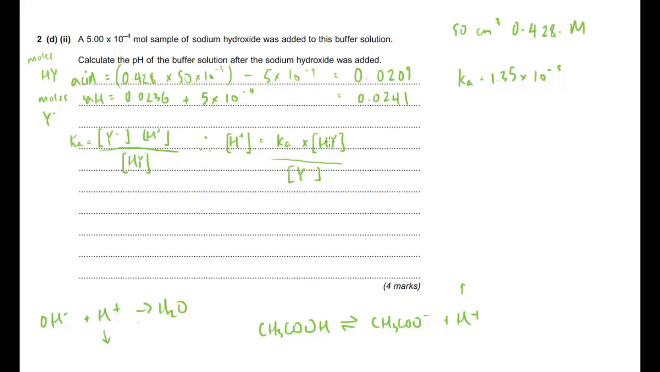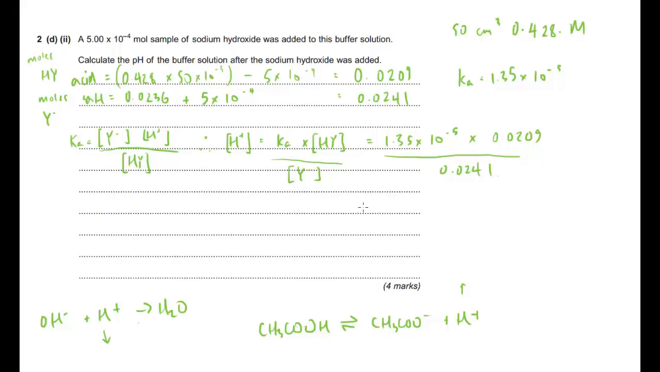The reason being, as I said before, we have the same volume here and here, therefore that could cancel. So nice and easy, we just have to put our numbers in. So we put 1.35 times 10 to the minus 5 and multiply that by our HY, so the acid, 0.0209, the new value there, divided by our new value for the salt, 0.0241.